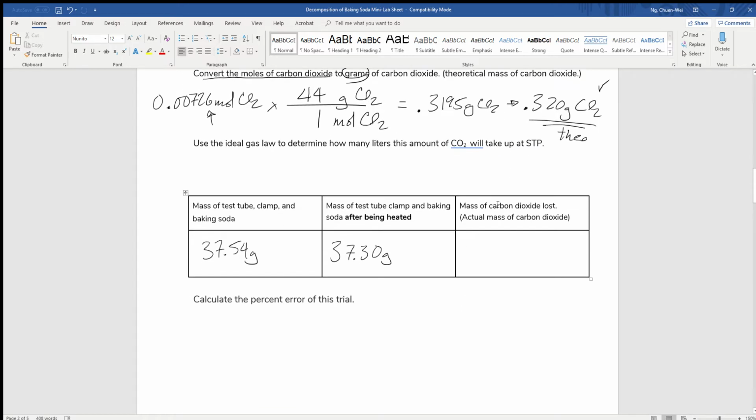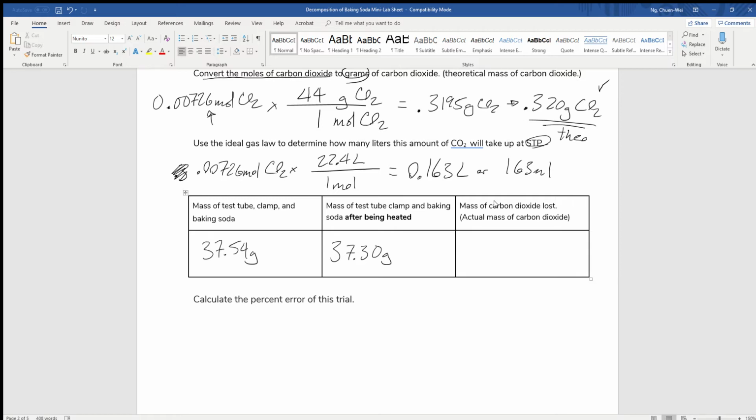Excellent. On top of that, we're doing a little bit of gas storage, so let's convert it into liters. Our given here is 0.00726 moles of CO2. Every 1 mole of gas, it doesn't matter which gas, takes up 22.4 liters at STP, and this is what the question is asking, at STP. So 0.00726 times 22.4. At STP, this thing takes up 0.163 liters, or 163 milliliters.